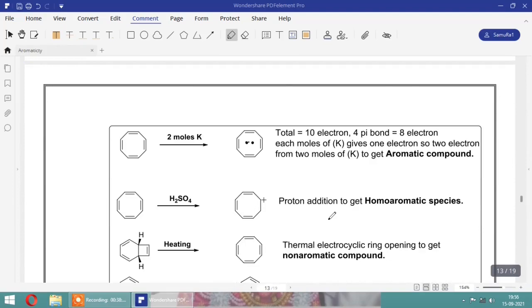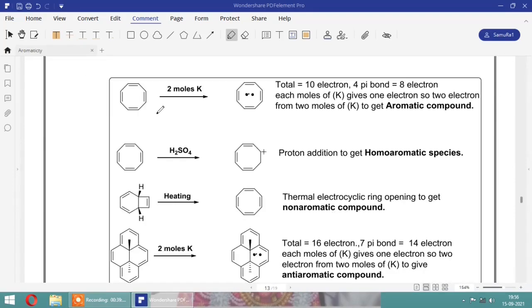Now you take cyclooctatetraene. Add 2 moles of potassium, 2K plus ion. Now you will get totally 10 electrons: 4 pi bonds equal 8 electrons, plus 2 electrons, so totally 10 electrons. Each mole of K gives 1 electron, so 2 electrons from 2 moles of K make it aromatic. This compound is aromatic. Suppose it is treated with H2SO4. We have already seen that this gets protonated, so plus ion, this is homoaromatic. And this cyclooctatetraene becomes homoaromatic when treated with H2SO4. When treated with K plus, it becomes aromatic.